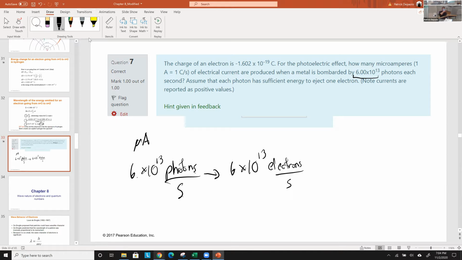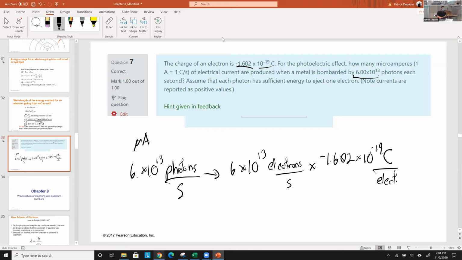If that's the case, and we know that the charge of each electron, based on the first sentence, is negative 1.602 times 10 to the negative 19 coulombs per electron, we can multiply this and figure out the charge per second in coulombs. So we can see the electrons will cancel out.